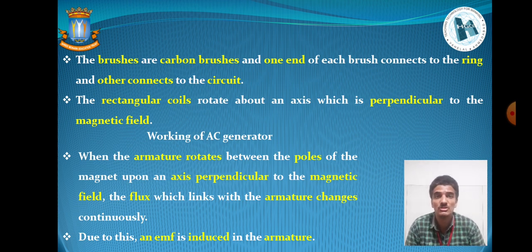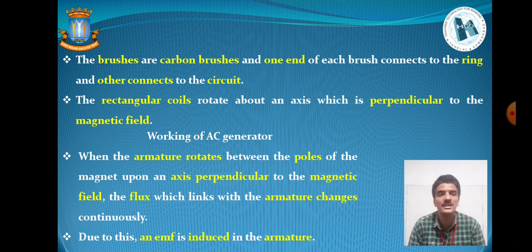actual usage. So the rectangular coils rotate about an axis which is perpendicular to the magnetic field. Remember, the rotation is circular from north pole to south pole, but the rectangular coils rotate about an axis, and the direction of the magnetic field will be perpendicular to it. So this is one interesting thing about the AC generator. So till now we have discussed the principle, that is electromagnetic induction.